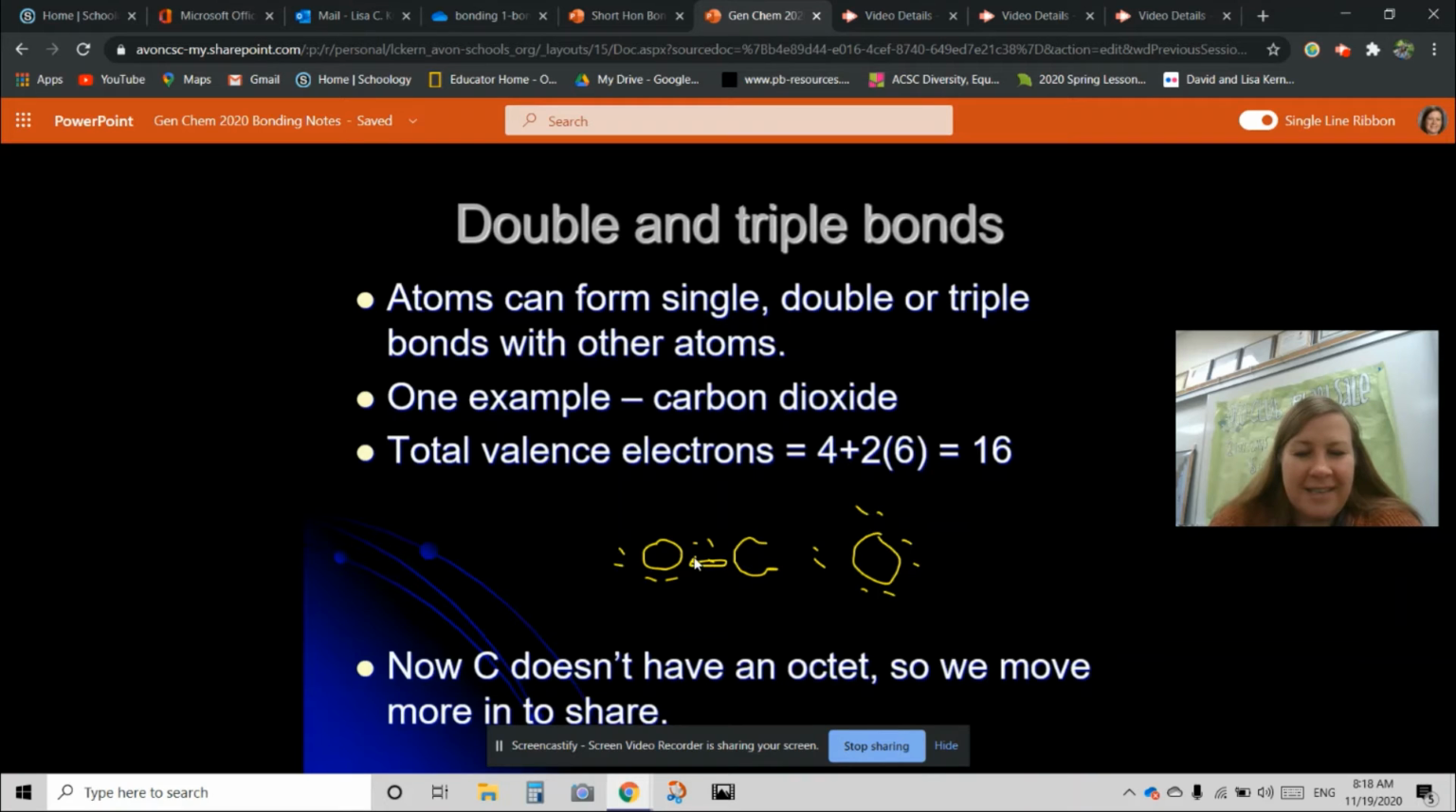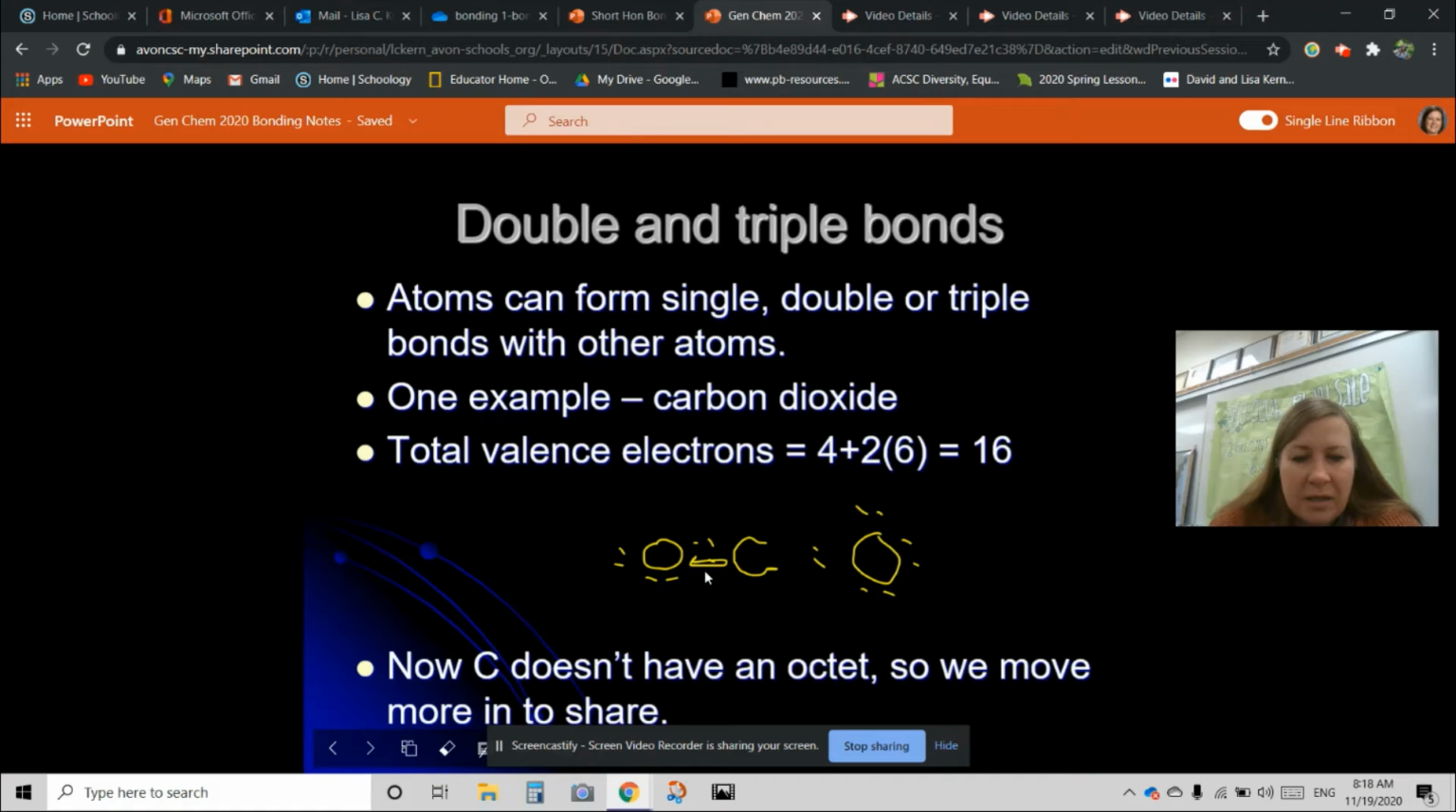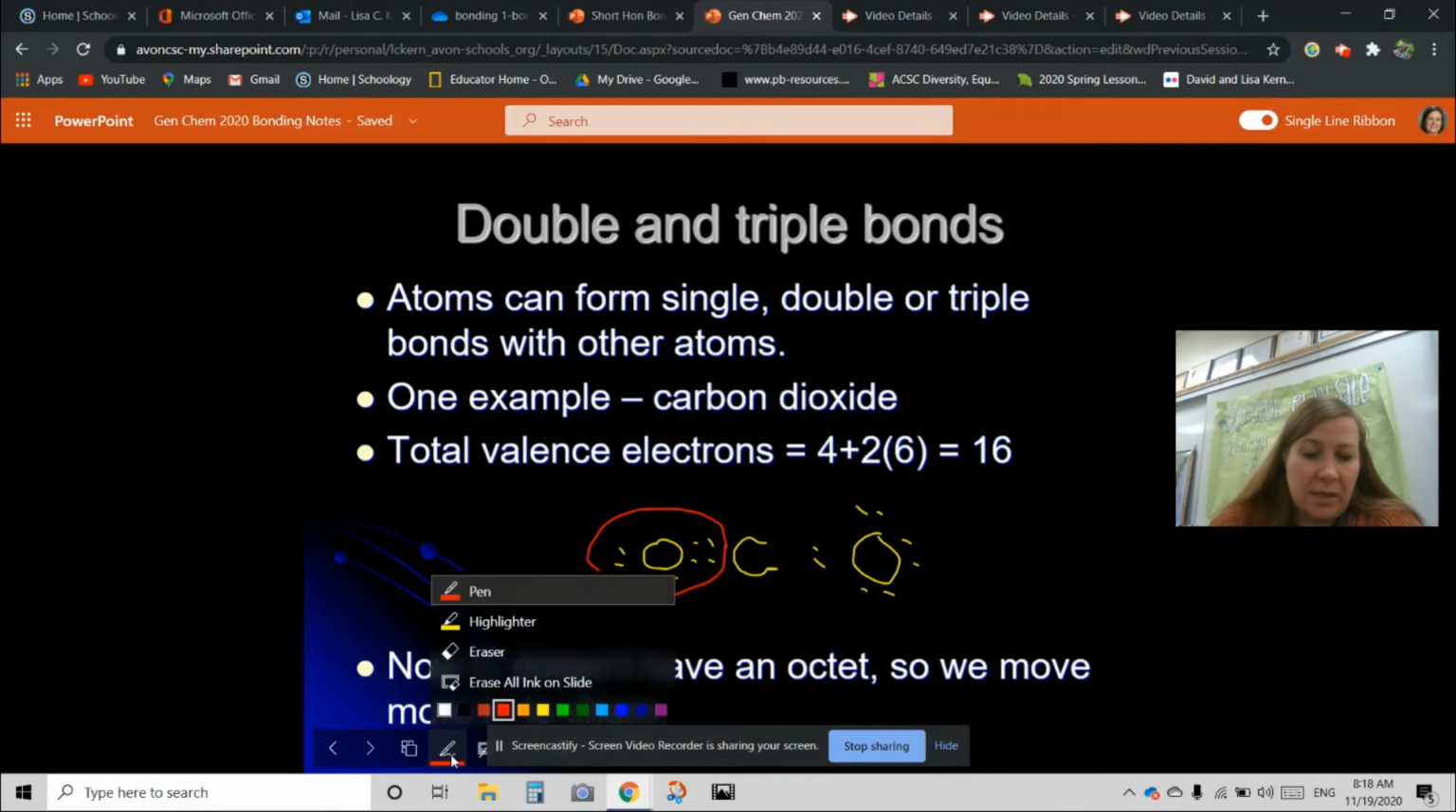I'm going to move them to in between the oxygen and carbon. My mouse is kind of a pain. Let's see here. Try that again. There we go. So now this oxygen still has its 8 valence electrons, but it's sharing more with carbon than it did before. Carbon now has 6 valence electrons. Of course, that's not what it wants.